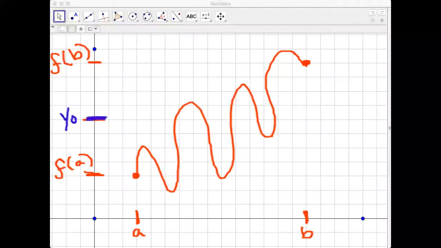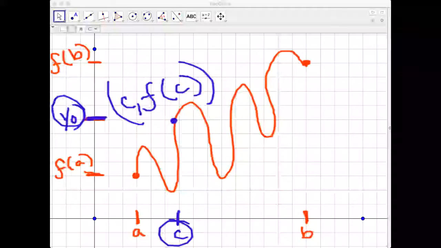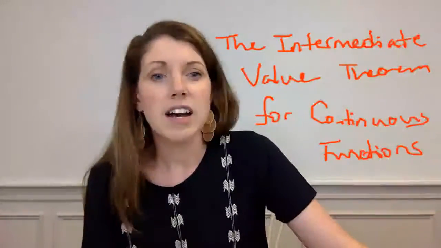So if there's a y value, y naught, that has some corresponding x value, let's call it c, I can guarantee that I'll be able to find it on our graph. There's going to be some point, c, f of c, that exists where this is our mystery y value. So if you're worried that you're overthinking this, don't overthink it. It really is exactly what you would take it as at face value.